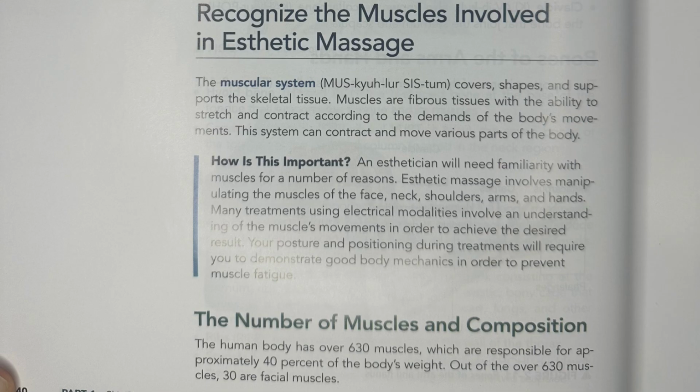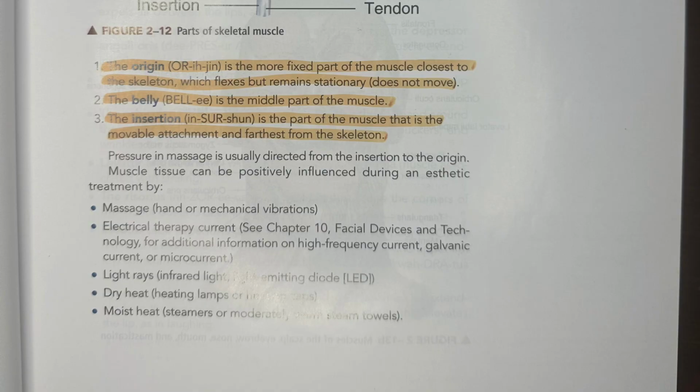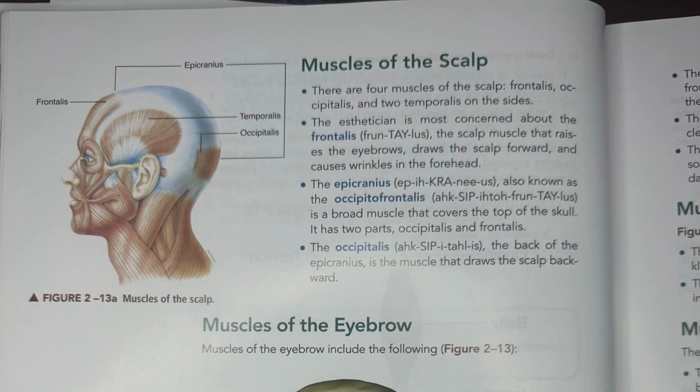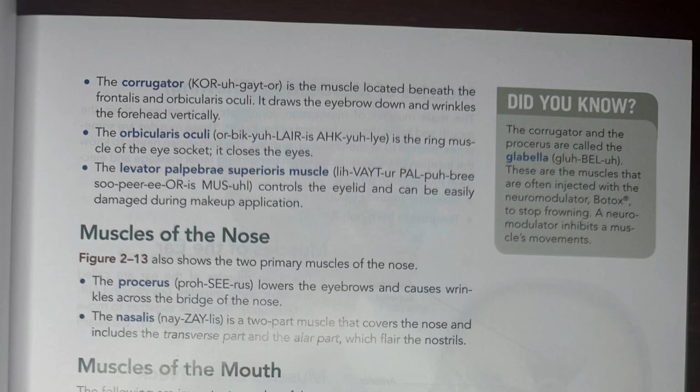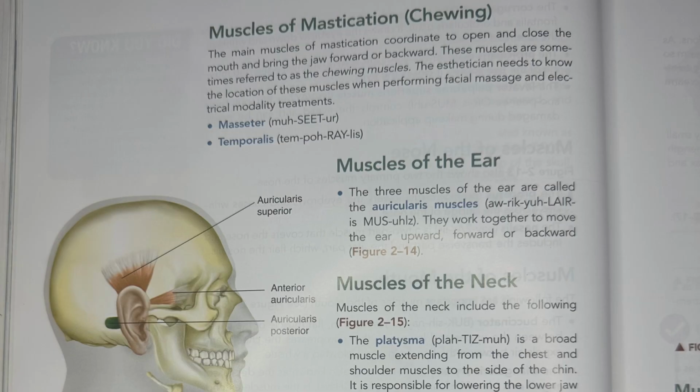Muscular system. Composition. Over 600 muscles in the body, about 40% of body weight. Muscles of aesthetic importance: scalp, frontalis, occipitalis. Eyes and brows: orbicularis oculi, corrugator. Nose: procerus, nasalis. Mouth: orbicularis oris, zygomaticus. Mastication, chewing, masseter, temporalis. Ears: auricular muscles.